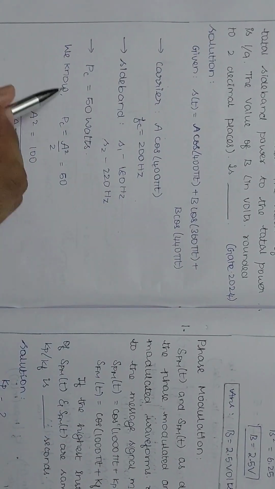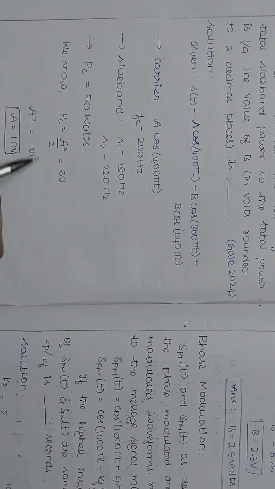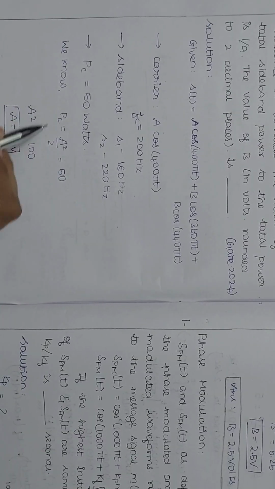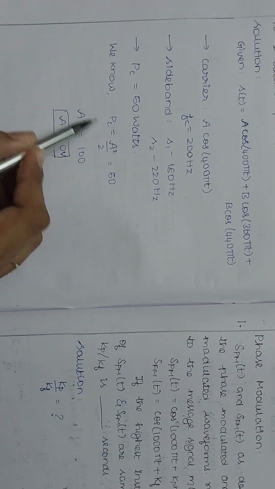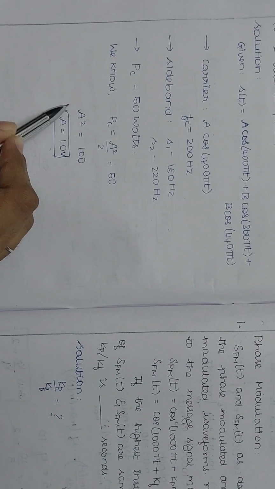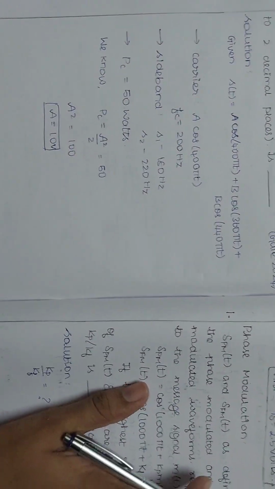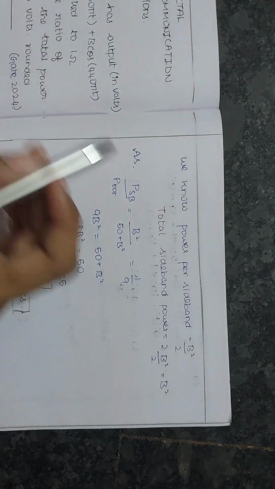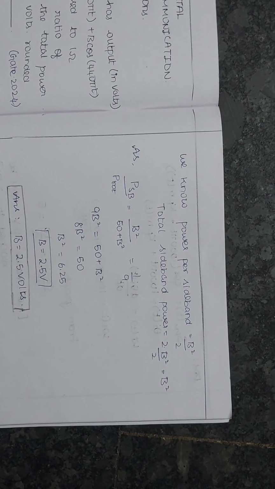Then they have given that PC is equal to 50 watts, the carrier power. PC is equal to A squared by 2, since amplitude squared by 2 is power, as we know. PC is equal to 50, so if we substitute, A squared is equal to 100. So A is equal to 10 volts. For the carrier part we found that the carrier amplitude is 10 volts.